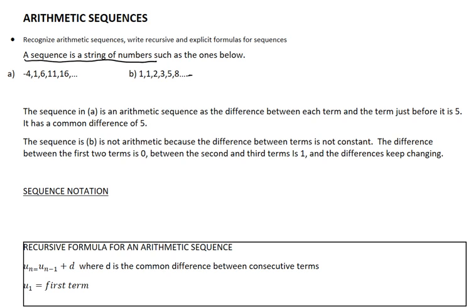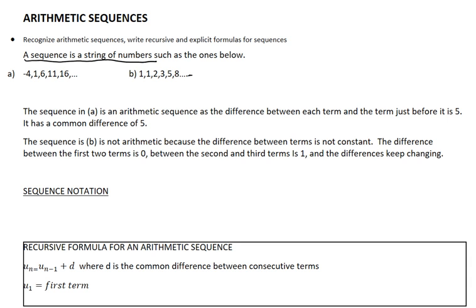-4, 1, 6, 11, 16, and dot dot dot just indicates that it goes on forever and ever. Then I have 1, 1, 2, 3, 5, 8, and that one also goes on forever and ever. Those are both sequences. Okay? And you can tell that there's a difference between the sequences.